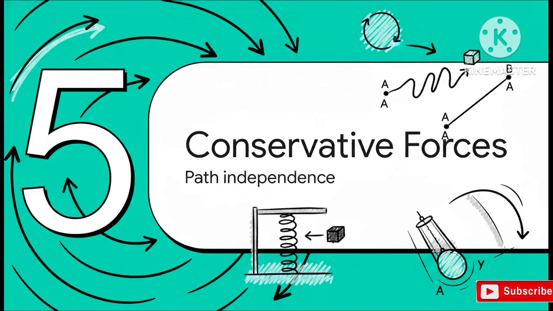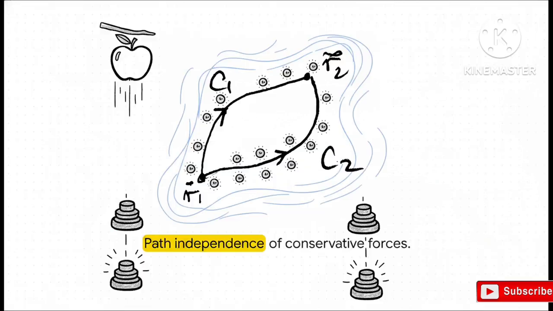And that brings us to our final stop, Section 5, Secrets of Conservative Forces, Path Independence. This is the most elegant concept in mechanics, where the math loops perfectly back around to where we started today. If a force field is what we call conservative, it literally does not care how you get from point A to point B. The work done between 2 points is absolutely identical regardless of the path you take.